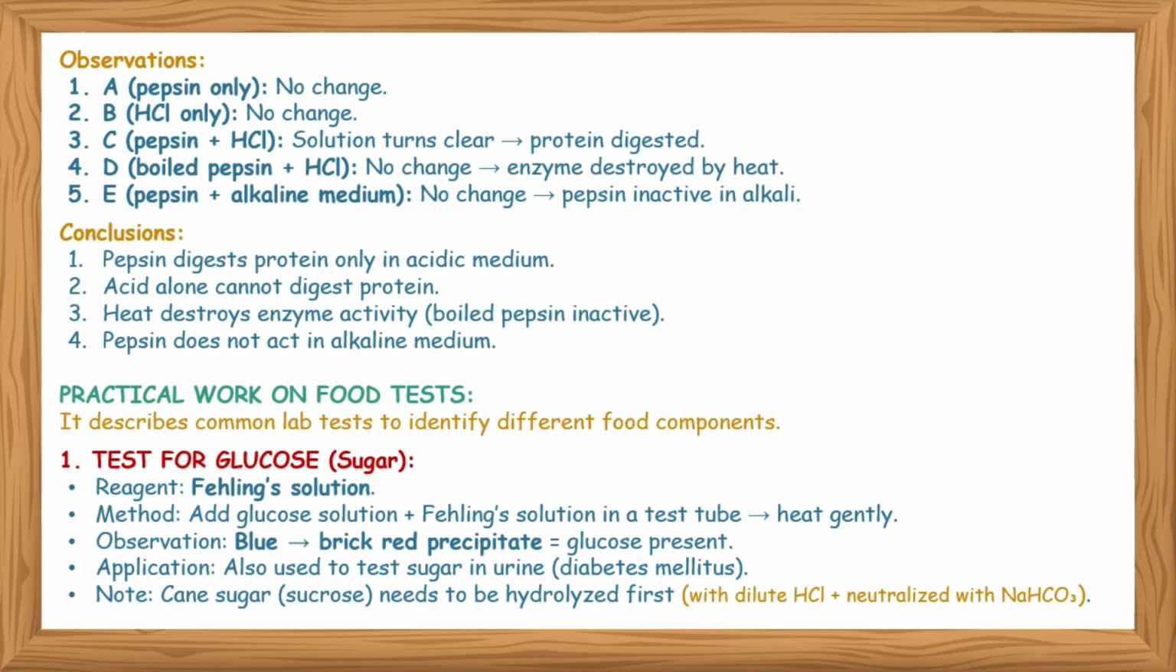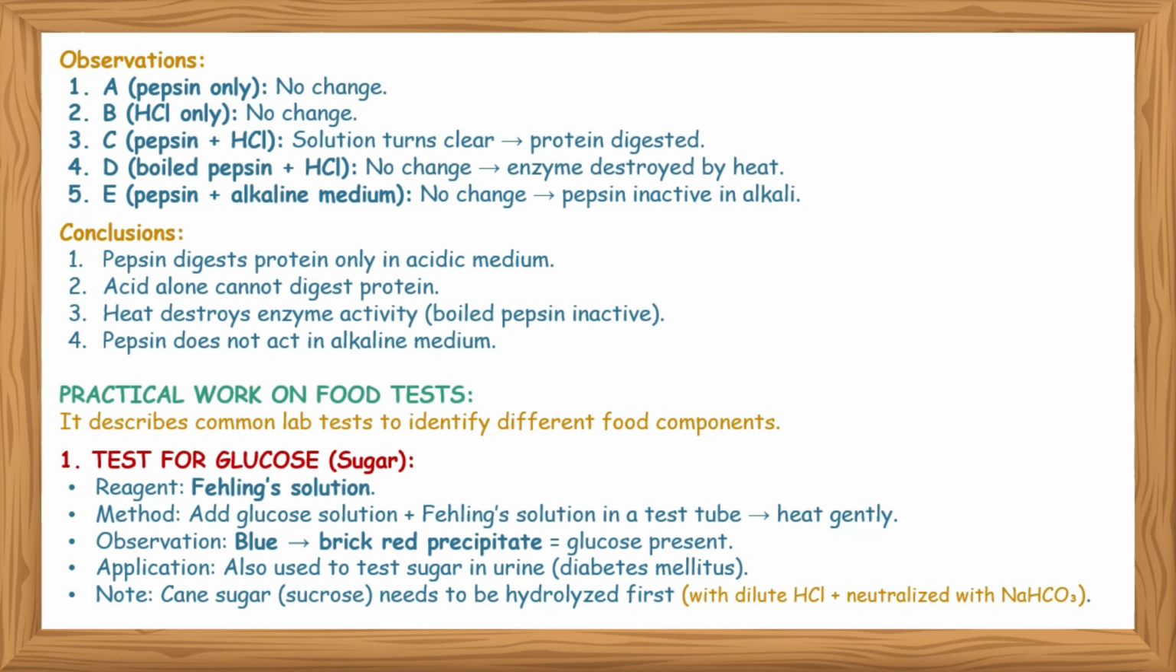Observation: A, pepsin only, there is no change. B, HCl only, there is no change. But C, when pepsin and HCl are both present, the solution turns clear, so protein is digested. D, boiled pepsin and HCl, there is no change, because the enzyme is destroyed by heat. E, pepsin in alkaline medium, there is no change, because pepsin is inactive in alkali. Conclusion: pepsin digests protein only in acidic medium, acid alone cannot digest protein, heat destroys enzyme activity, boiled pepsin is inactive, and pepsin does not act in alkaline medium.